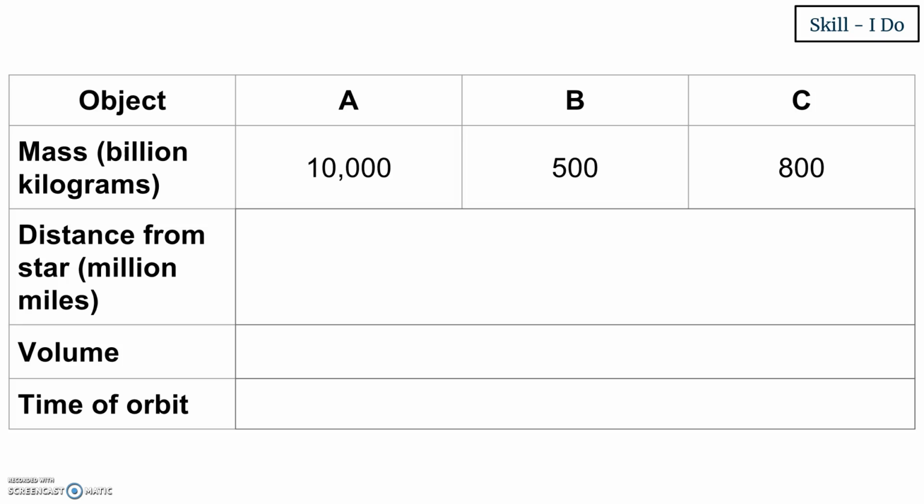However, we also know distance plays a role in this. So let's take a look at some distances. Notice the distance for object A is 0. And that makes sense because if this is a system, object A was the one with the most mass, that would be our central star. That would be the object creating the greatest gravitational pull, therefore the other objects would most likely orbit it. Object B has a distance of 10 million miles from the star, and object C has a distance of 6 million miles from the star.